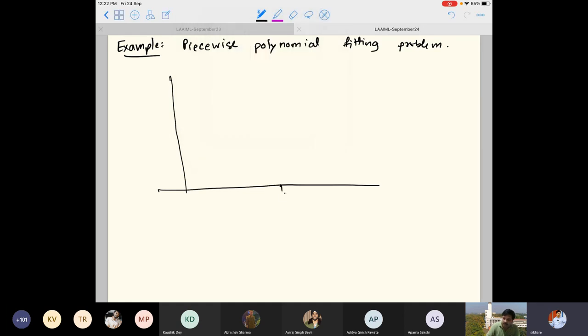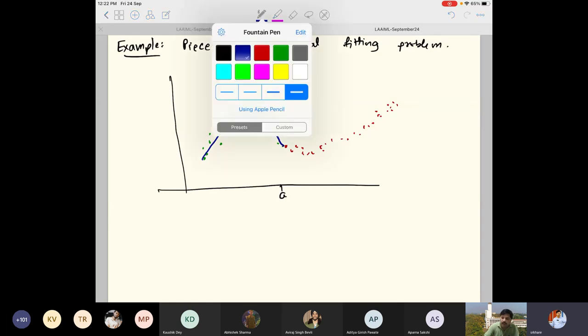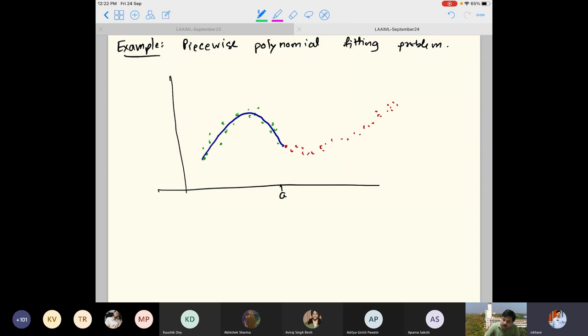Pictorially, this is a picture which I am taking from the book. There are data points here, and I want to fit a polynomial to these data points. Because I have used two different colors, you can guess that two different polynomials are being fit. On the green points, up to the point A, I will fit one polynomial, and after this I will fit another polynomial.